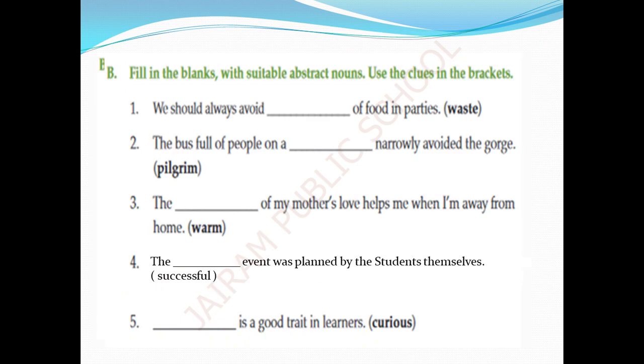Here is a blank. You just fill them with the right abstract noun. We should always avoid waste of food in parties. Here this word waste is a verb form. How do you use this here as an abstract noun? We should always avoid wastage of food in parties.